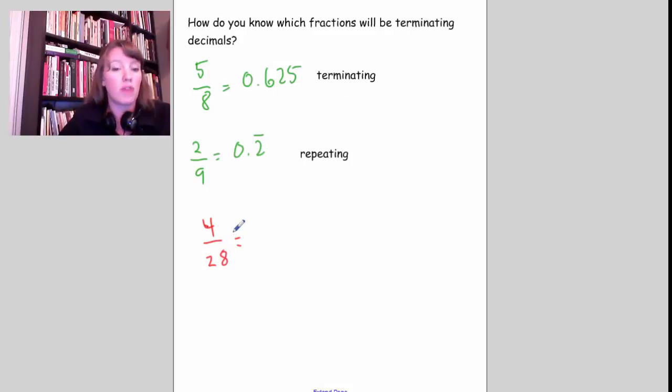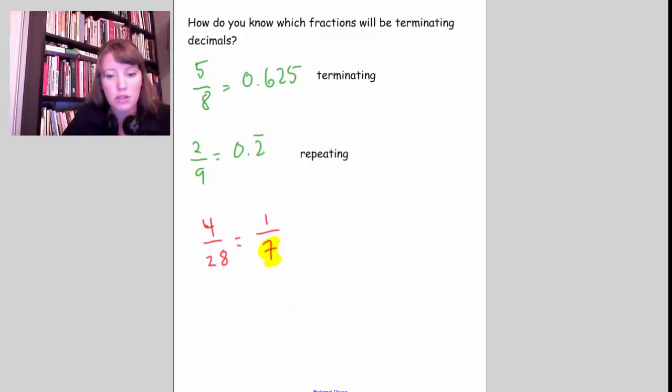Well, the first thing you want to do if you get a fraction like this is reduce it. This trick only works if the fraction is reduced. So 4 and 28 share a factor of 4. 4 divided by 4 is 1. 28 divided by 4 is 7. Okay, so we have it reduced. Now the trick is that the denominator can only consist of 2's and 5's.